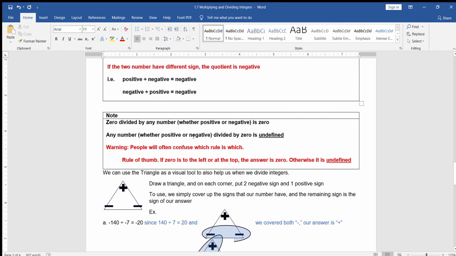Some people might confuse which rule is which. Rule of thumb: if the 0 is to the left or at the top of a fraction bar, the answer is 0, otherwise it's undefined. So if the 0 is on the bottom or to the right, it's undefined. We can also use the triangle visual tool that we just learned for multiplication for dividing integers.